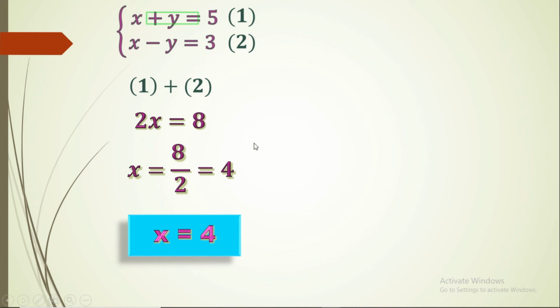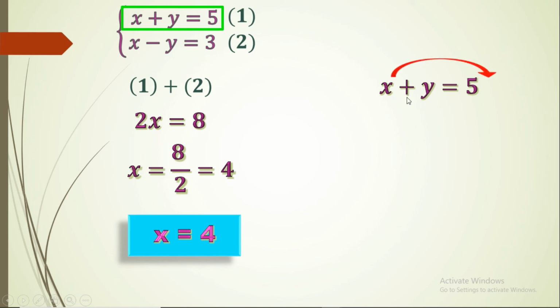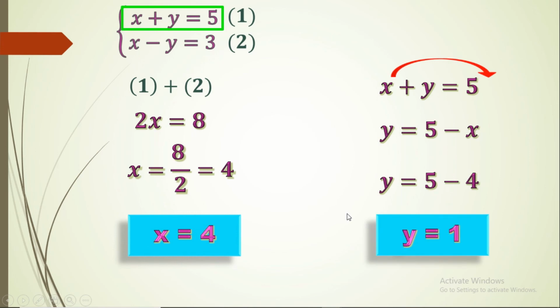We can use any equation in the system. Here we have used the first one, x plus y equals 5. Now if we move x to the other side, plus becomes minus, then y equals 5 minus x. Now we can just replace x by its value, which is 4. So y equals 5 minus 4, then y equals 1.